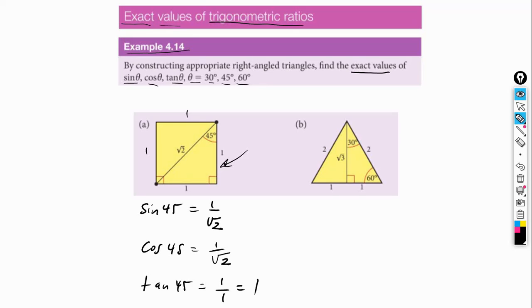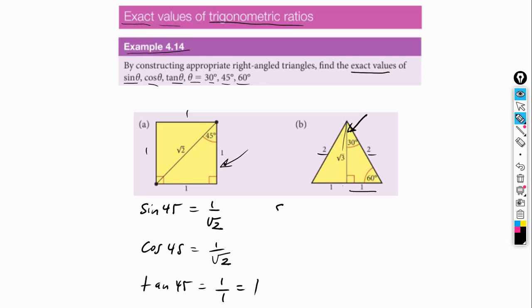For B, notice that we have an equilateral triangle with side lengths 2. We draw a height, and because it's a height, it's going to form a 90-degree angle with the base. And it's also going to split it into two equal triangles, because this angle here that used to be 60 is now going to be 30 degrees. That means also that this side length is going to be 1. So from here, we can find the trigonometric ratios for 60 degrees and 30 degrees.